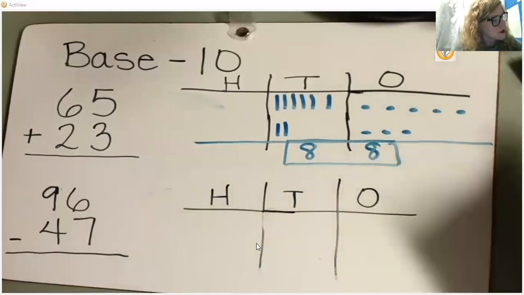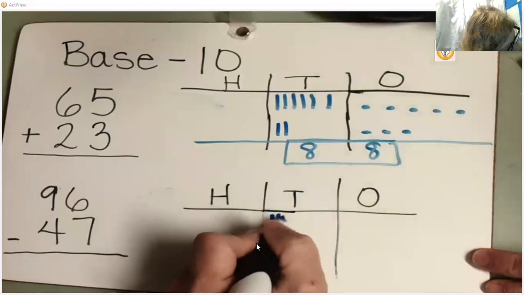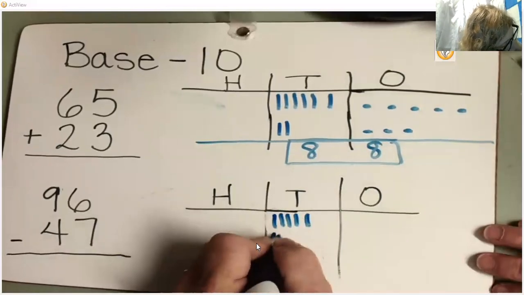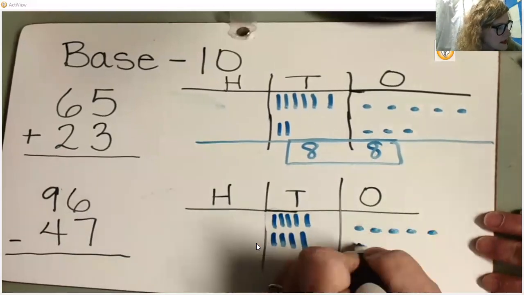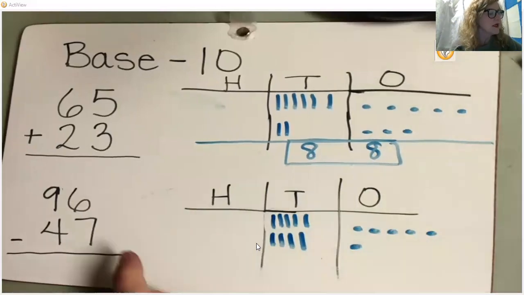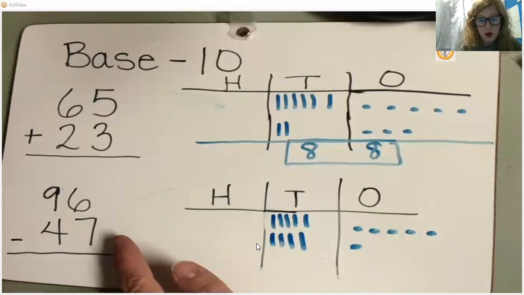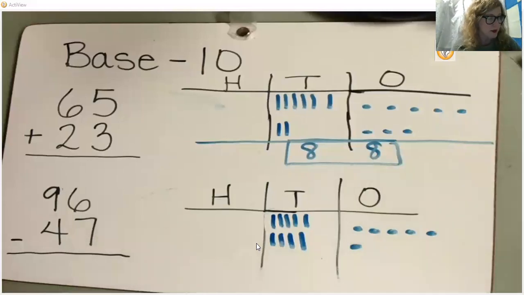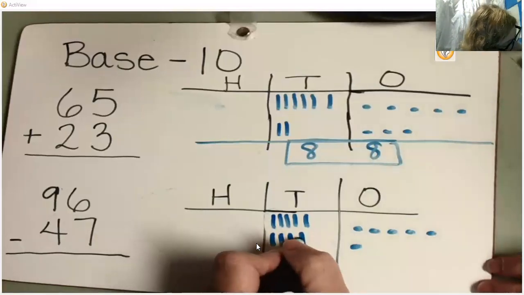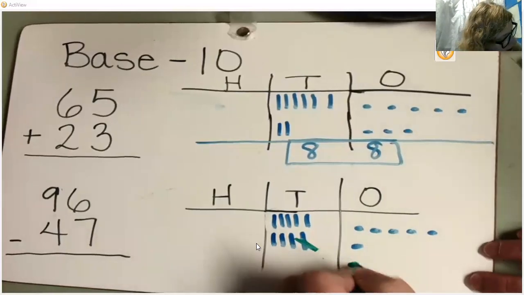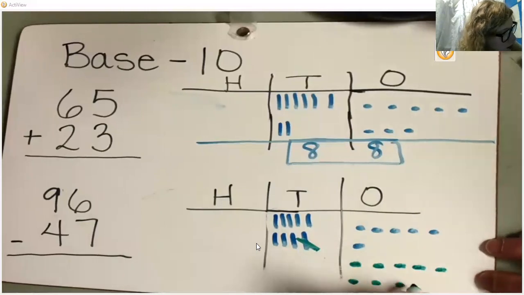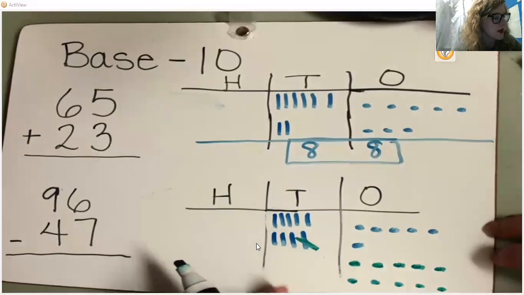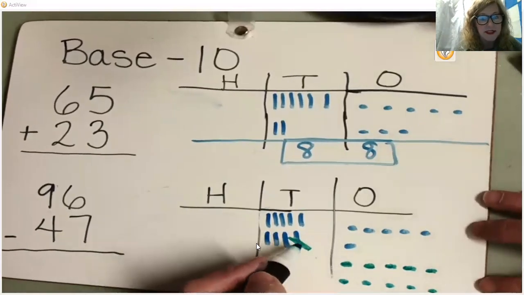Okay, so we have 1, 2, 3, 4, 5, 6, 7, 8, 9 tens for our 96, and 1, 2, 3, 4, 5, 6 ones. Now we need to take 7 ones, but we do not have 7 ones. We only have 6 ones. So we are going to break apart one of these tens. I'm going to mark it out because it's no longer a 10, and add the ones. If I go too fast for you, just pause it and catch up.